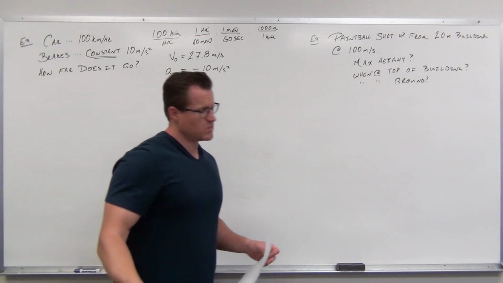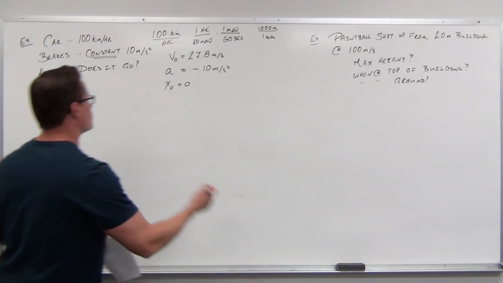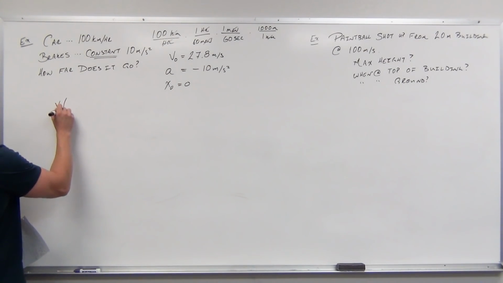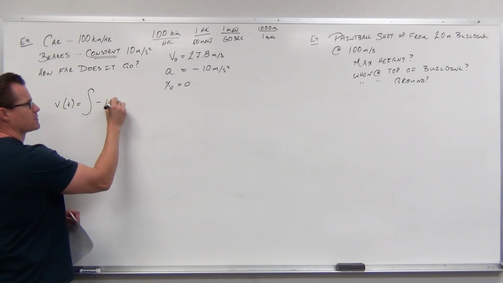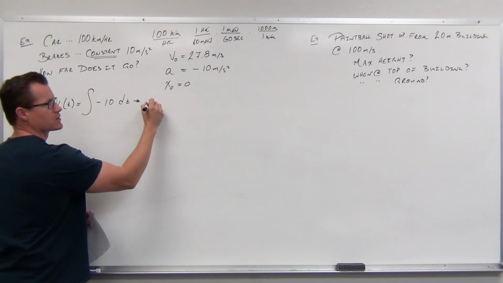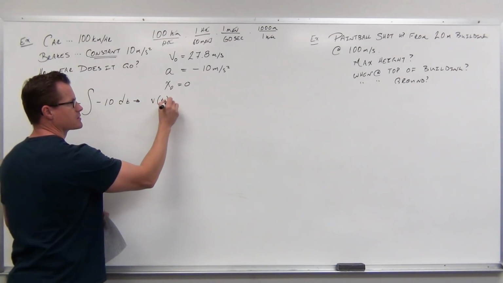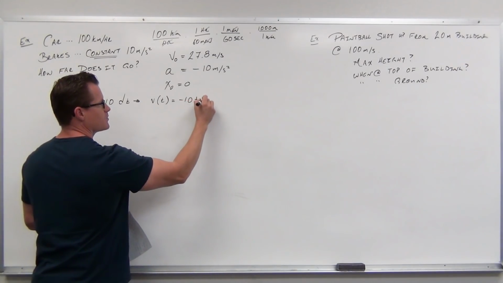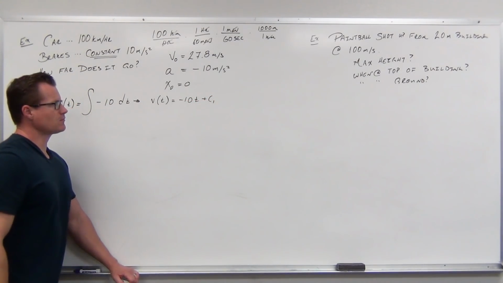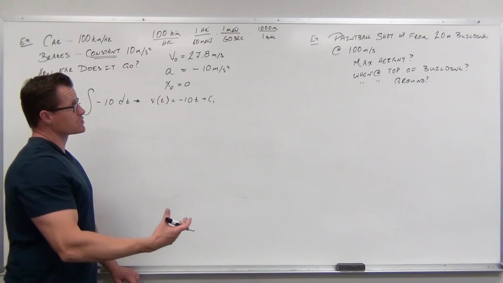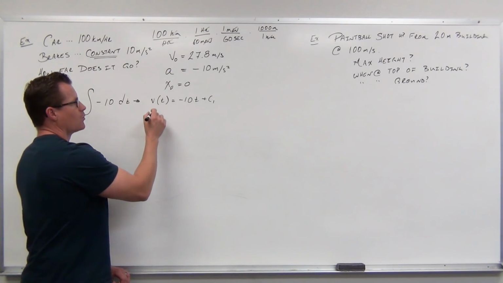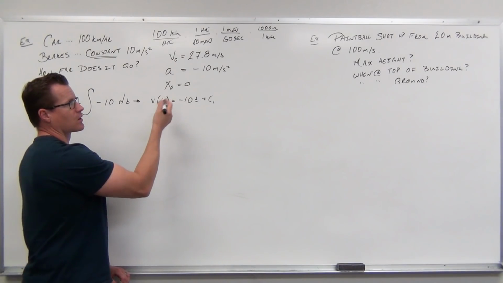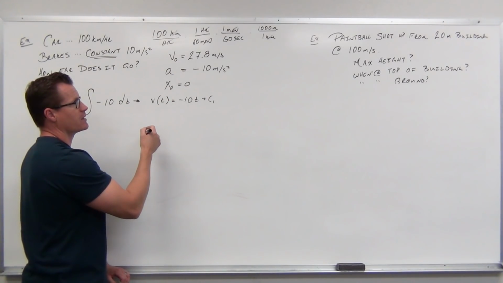Let's see what we can do. Let's start by taking the integral of acceleration. We know that velocity is an integral of acceleration. So in our case, our velocity is negative 10t plus c1. We also know that we have an initial velocity. It's going to let us get rid of the arbitrary constant. When our time is 0, our velocity is 27.8 meters per second.